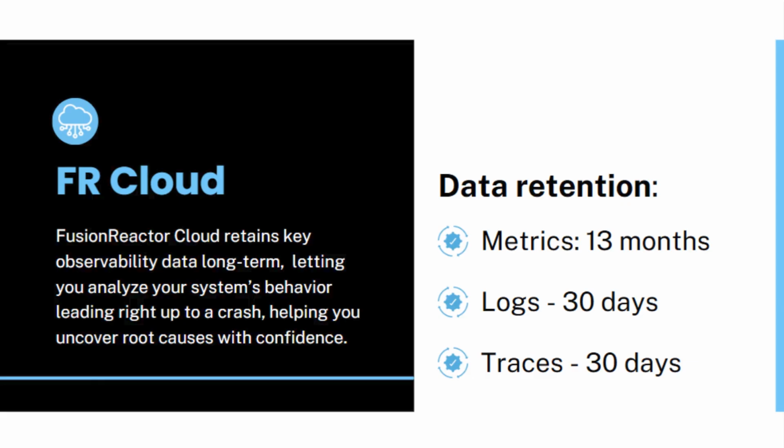FusionReactor Cloud retains metrics, traces, and logs for long periods, 13 months for metrics and 30 days for logs and traces. This allows you to view your system's metrics, traces, and logs up until the point of the crash, while on-premise will lose some data due to it being stored in memory.